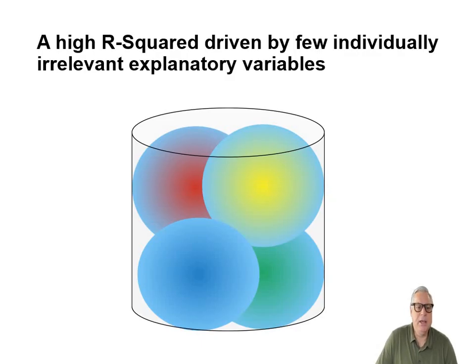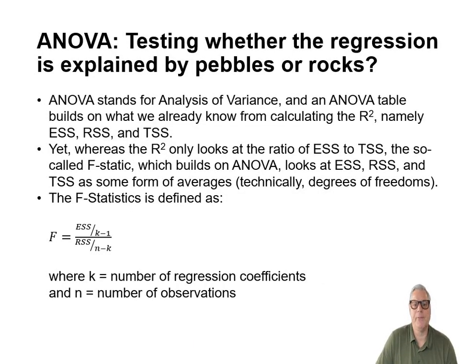And what you see here, as a way to think about it, can also be tested. That is done with a so-called ANOVA table. The ANOVA table already draws on many things that we already know from R squared. Most notably, it draws on the explained sum of squares, the total sum of squares, and the residual sum of squares.